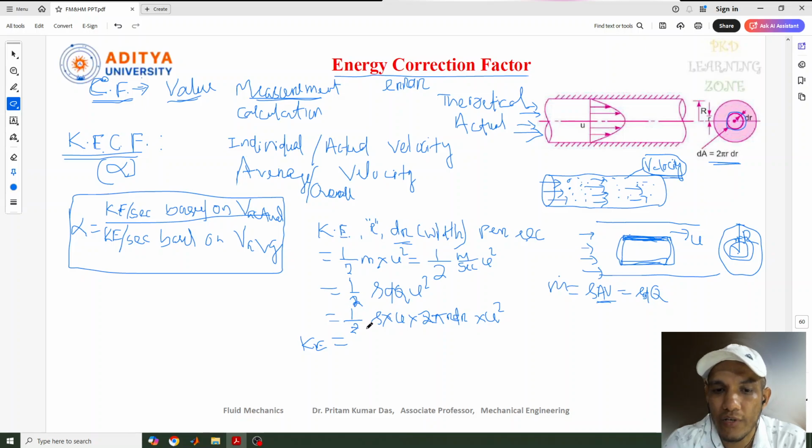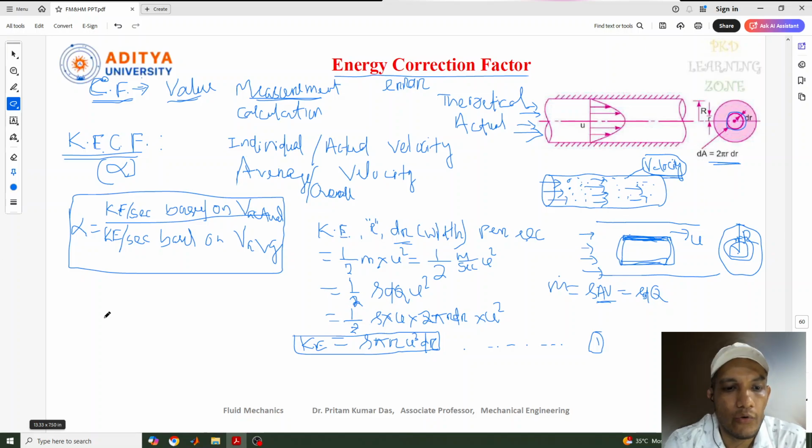Here we can write the kinetic energy of the fluid as rho pi r u cubed dr. This one we can give as equation 1. This is the kinetic energy per second when the liquid is flowing.